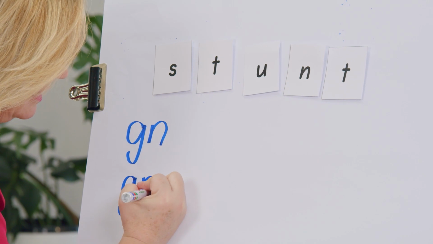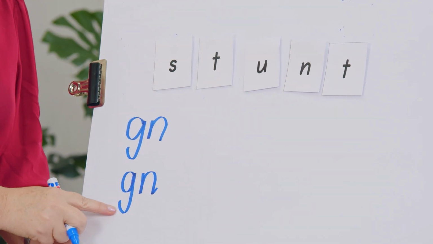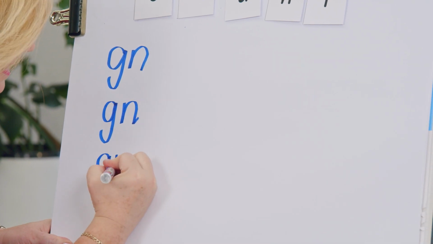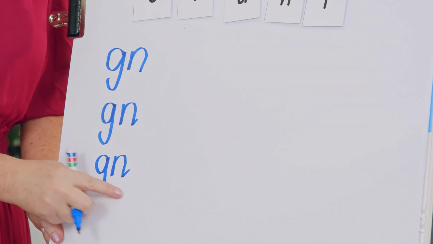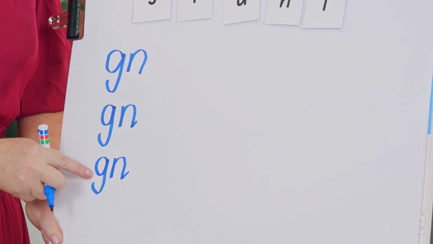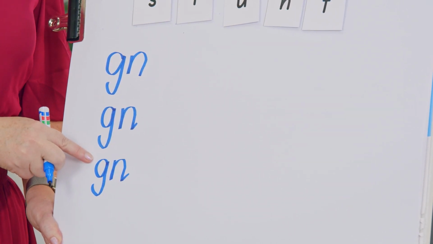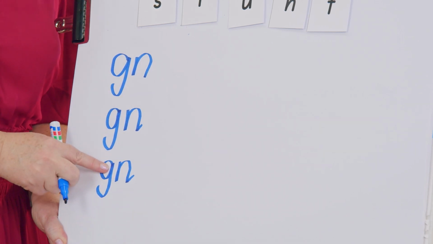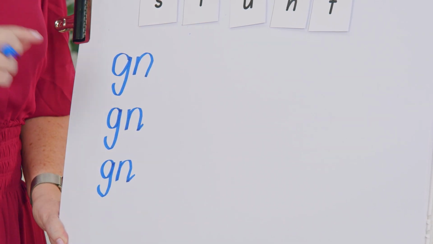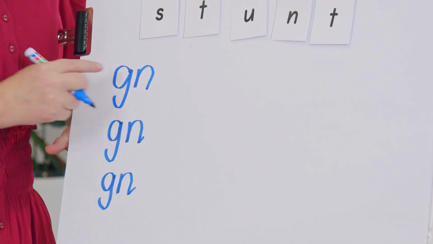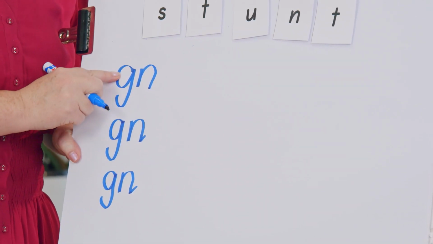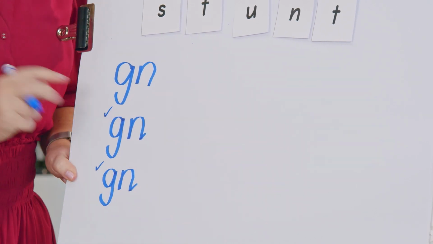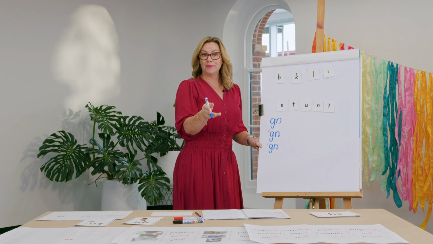G, N, N. Last time. G, N, N. Actually, I like these two better because this part is a little bit more like an almond shape, and that's really good. That's what we want. This one is a little bit fat and puffy, and that's not really what we want in our handwriting. So I'm actually going to give myself a tick over here. They're my favourites. How did you go?